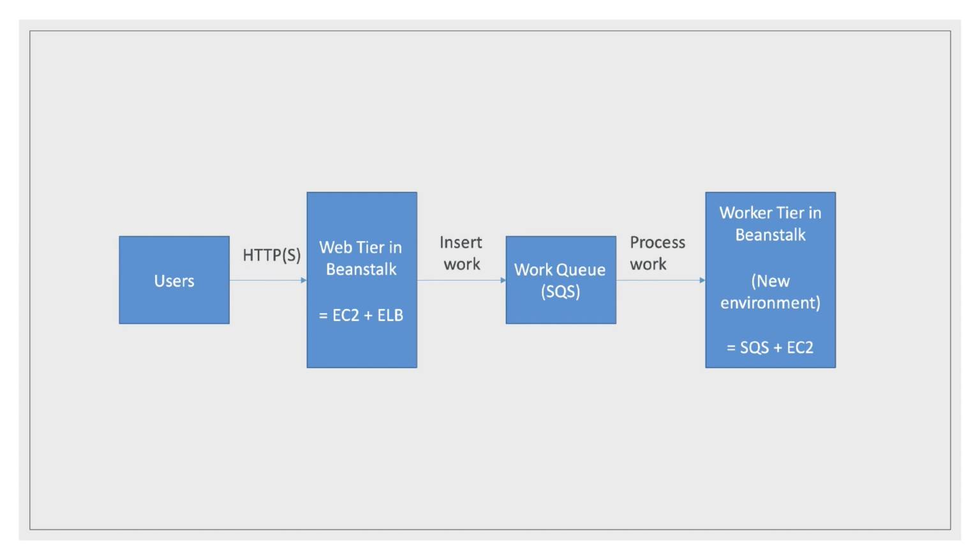So that's how you decouple your application in two different environments. One is a web tier, which is responsible for taking the web traffic. And then if any of your tasks need to be processed, then you offload those tasks to the worker tier.